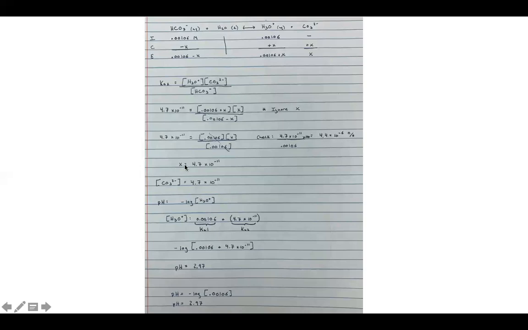So now that we know x equals 4.7 times 10 to the negative 11th, we can look up at our ICE table, and our equilibrium concentration of carbonate, CO3 2-, is equal to just that value, x. And so for the question, what is the concentration of carbonate at equilibrium? Your answer would be 4.7 times 10 to the negative 11th. Okay, and maybe write a little star next to this in your notes.